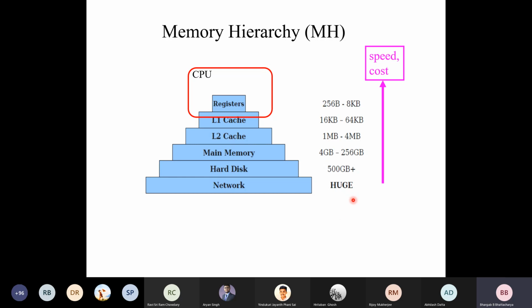And as you can see, if we look this way, the speed and cost would increase. That means these memories at the top echelons are faster, but for obvious reasons, they are costly. And in this direction, the capacity increases, but the speed reduces, and at the same time the cost reduces. So as you can see, there are many trade-offs. How do you organize your memory and so on? Okay.